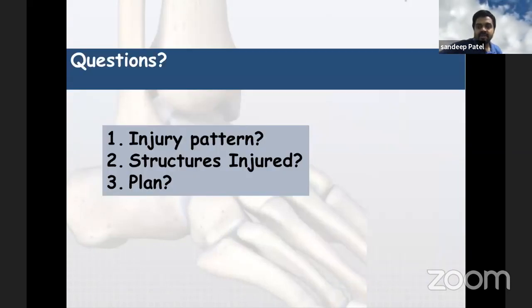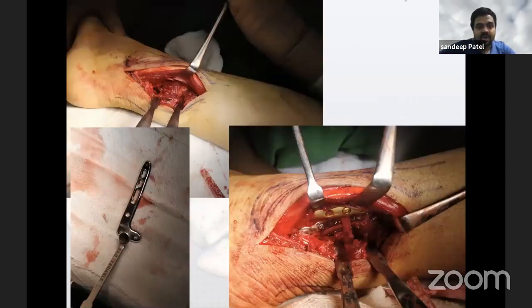So the injury pattern has to be identified. Here we have the posterior malleolus fracture, the fibula fracture, and in the medial structure injury, the syndesmosis from anterior to posterior is torn. And then we have the deltoid ligament injury at the medial side. So how do we plan?